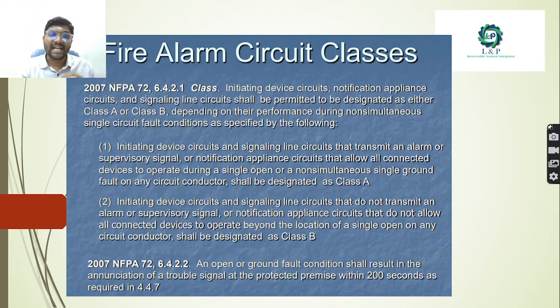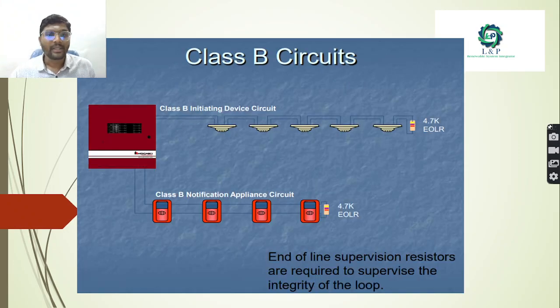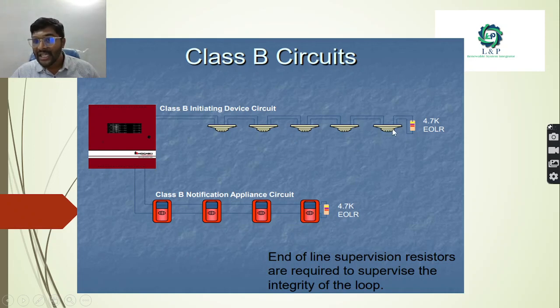Mostly the standard that we are following is 2007 NFPA 72 6.4.2.2. Now, can you see this class B circuit? We have a fire alarm control panel with two different loops. In the first loop we have detectors connected in series, and at the end of the last detector we have an end of line resistor, which is a 4.7 kilo ohm resistor.